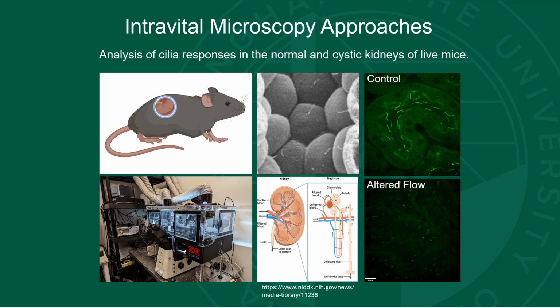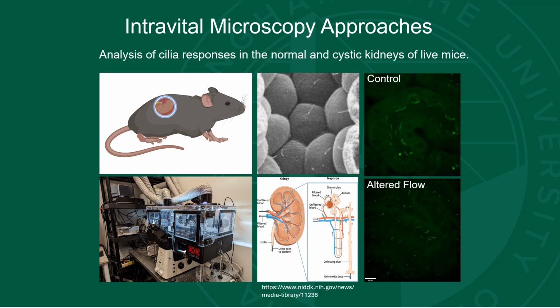What we have done is to genetically engineer a mouse that has the cilia labeled with a green fluorescent protein. And what you can see in the normal condition, the cilia are all deflected in the direction of flow. In contrast, if you were to change heart rate or blood pressure, you would see that these cilia respond very differently. These are primary cilia, so immotile forms of the cilia. They respond passively to changes in the flow that's going through these tubules.